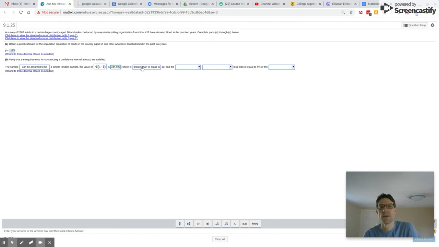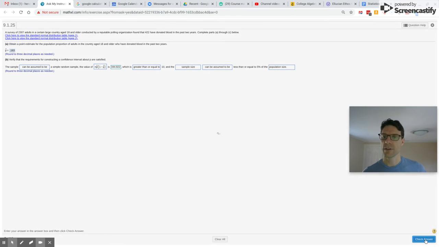So this number needs to be greater than or equal to 10, which is true, so that we pass the first requirement. Now the second requirement is that, right, the sample size is supposed to be less than or equal to 5% of the population size. That's so that if our sample gets too big, it messes with this technique. Our sample is not so much a sample as it's much closer to the actual population size. Okay. So now let's just check to make sure we've got the right answer.